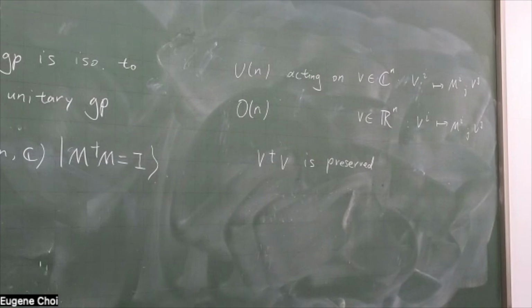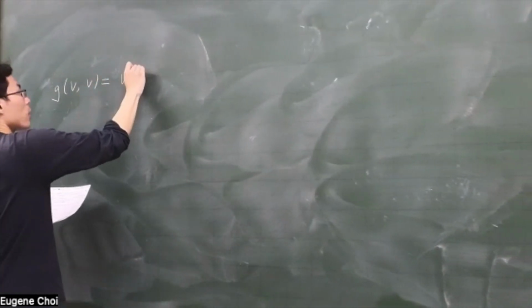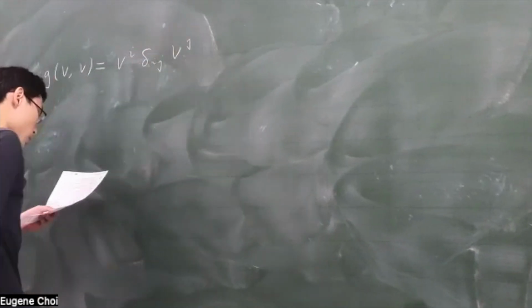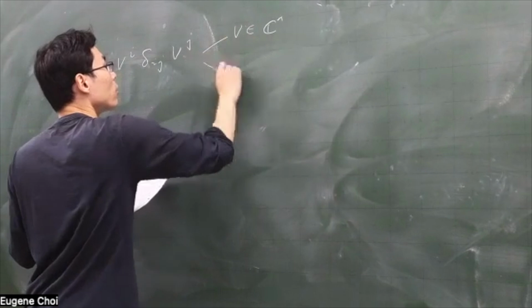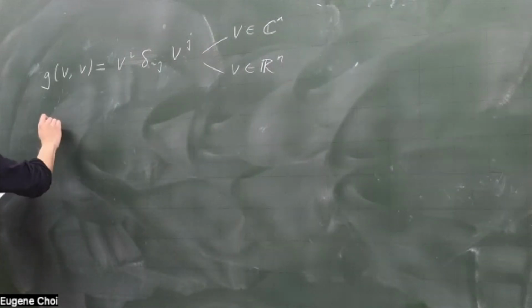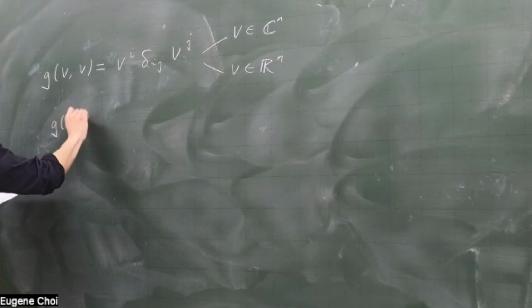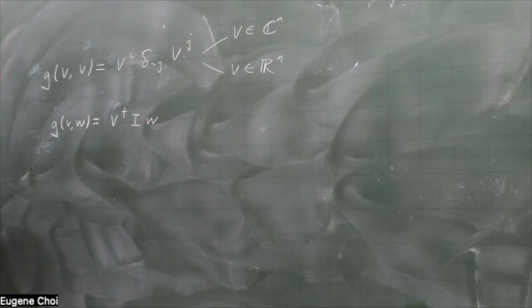Or more formally, we can write this using some sort of metric, which is V_i delta_ij V_j, for either V in C^n or V in R^n, depending on the case we're talking about. So in general, g(V, W) can be written as V dagger I W, where I is the identity. Then we say the matrix, so U_n or O_n, preserves g.